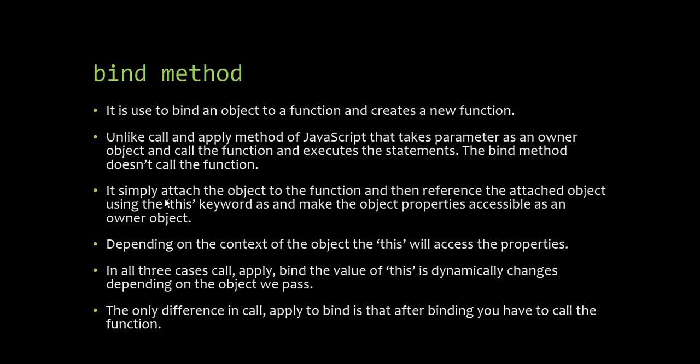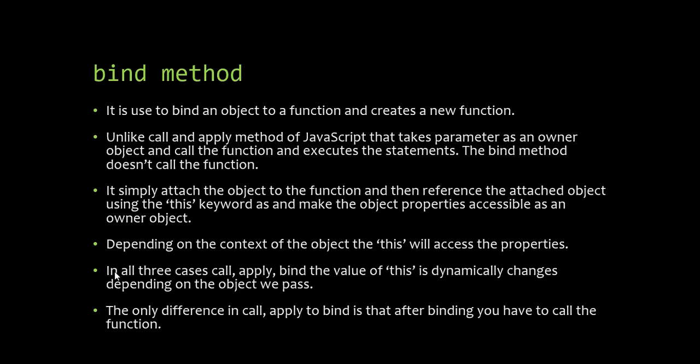It simply attaches the object to the function and then references the attached object using the this keyword and makes the object property accessible as an owner object. Depending on the context of the object, this value will access the properties of whatever object has been bound at that particular span of time.